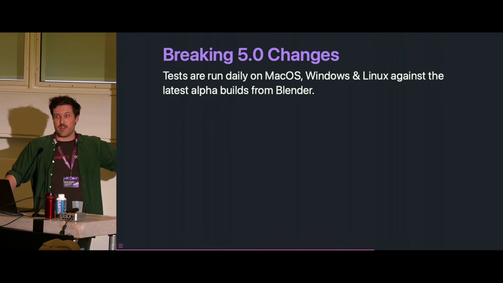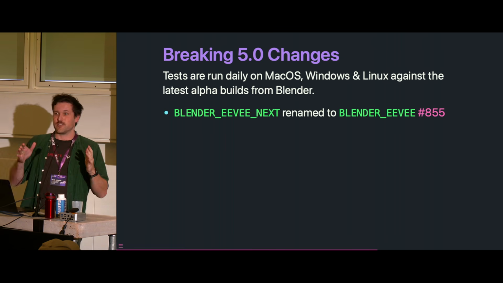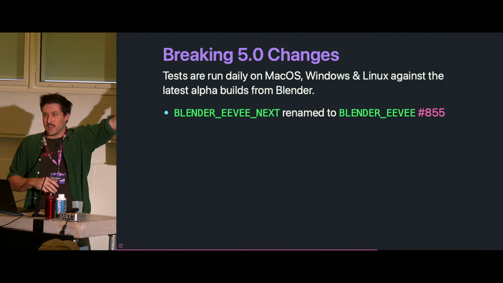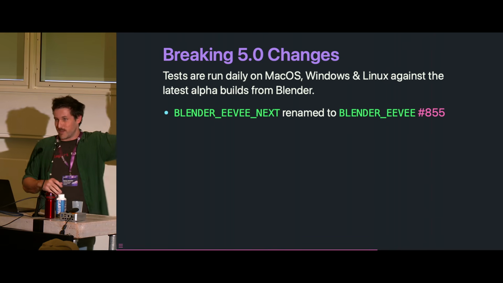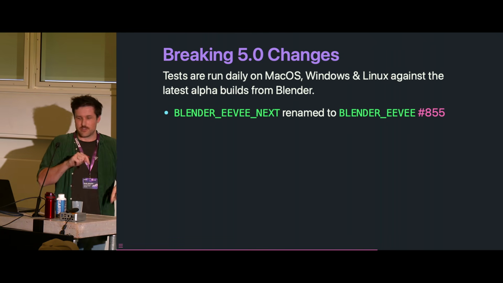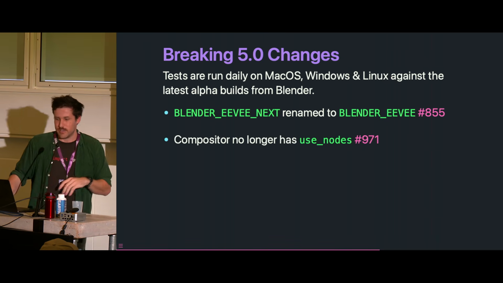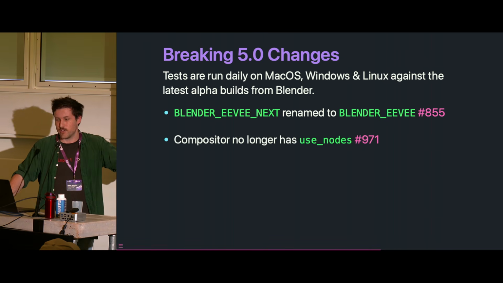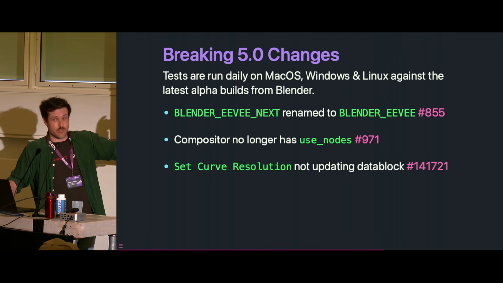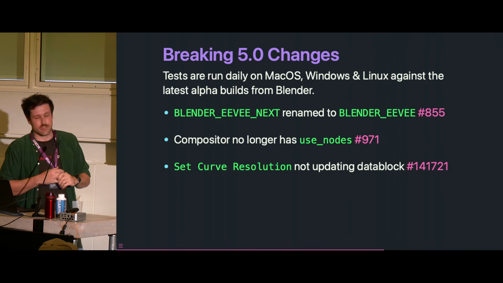So 5.0 is coming out, which is so exciting, big changes. But if you haven't already tested your add-ons against any of the daily builds, you may not have noticed that if you ever use Blender Eevee Next, it breaks, because Blender Eevee Next is now Blender Eevee. My automated testing caught this like 4 weeks ago, and I was like, I can change that. Bing, bong, done. Now I know when 5.0 comes out, that part is fixed. Compositor no longer has used nodes, fix that. Set curve resolution, this wasn't an issue with my add-on, this was actually an internal issue inside of Blender that I managed to pick up and report and is now fixed.